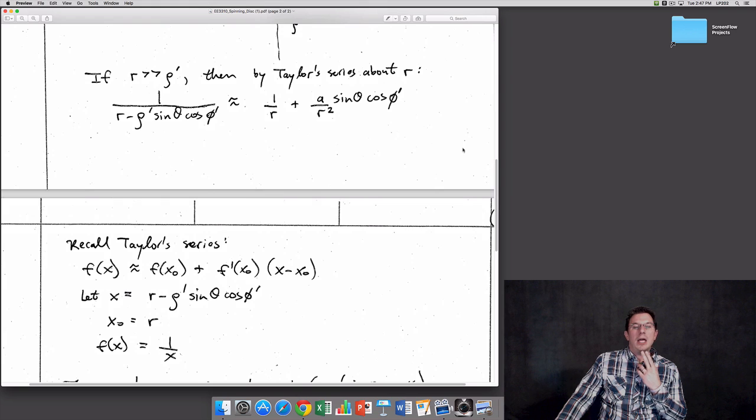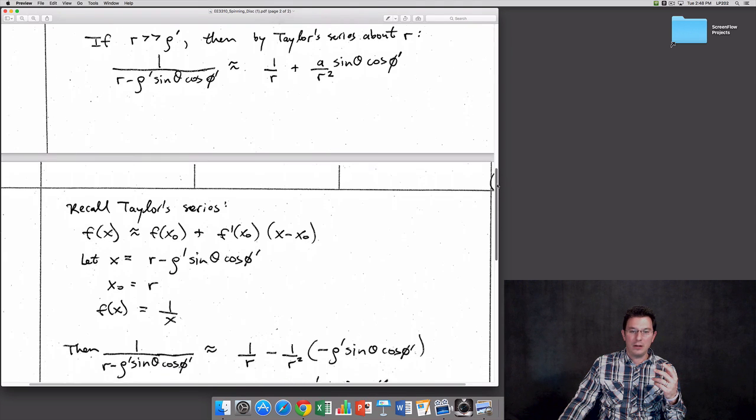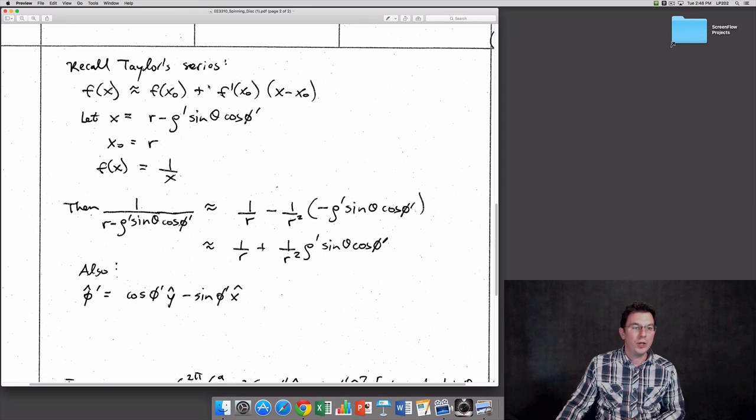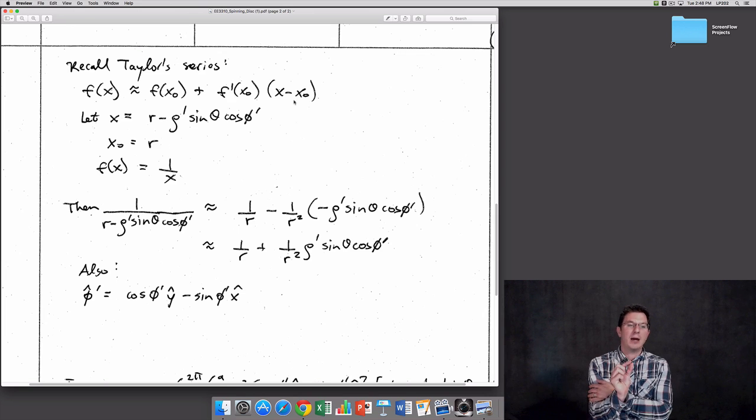In order to make further progress, we need yet another approximation. If the magnitude of little r is again much, much bigger than rho prime, which it is, then we can apply a Taylor series to this expression right here. Well, what's a Taylor series? Remember, it says that locally, about a point x naught, you can approximate a function f of x as approximately that function evaluated at x naught plus the first derivative of the function evaluated at x naught times x minus x naught, delta x. So this is an approximation to this function.